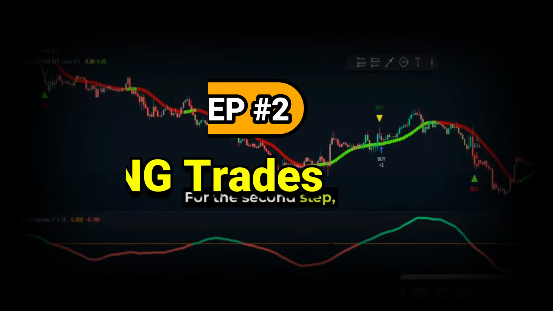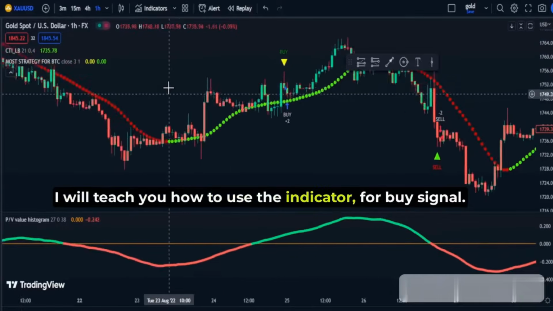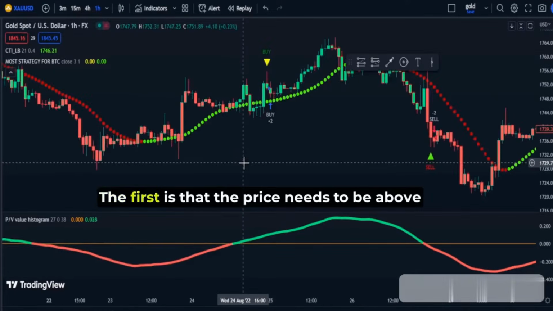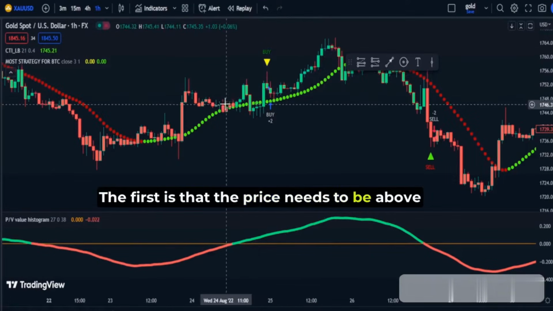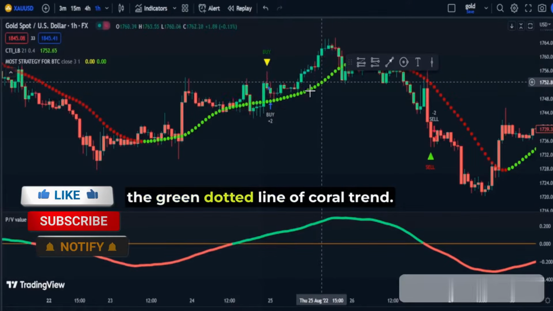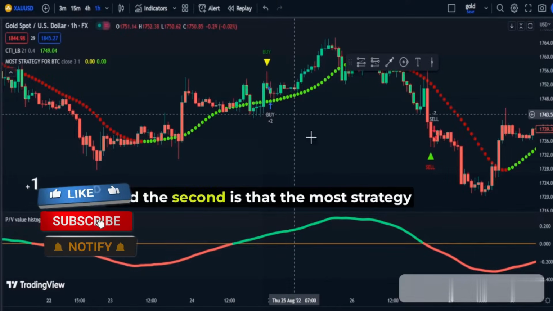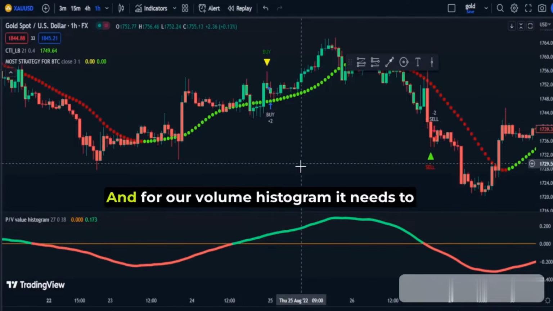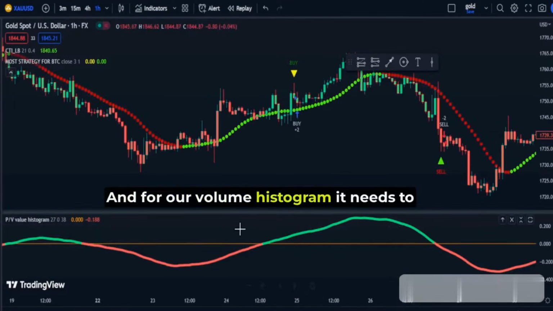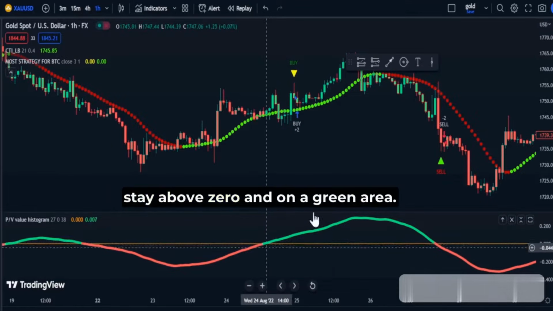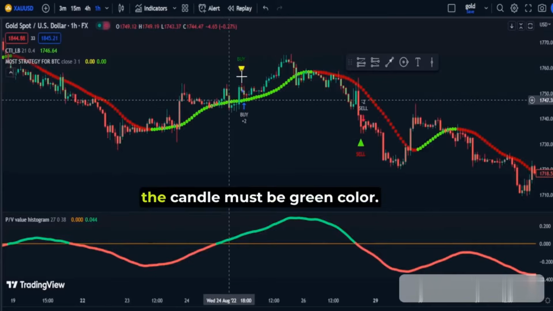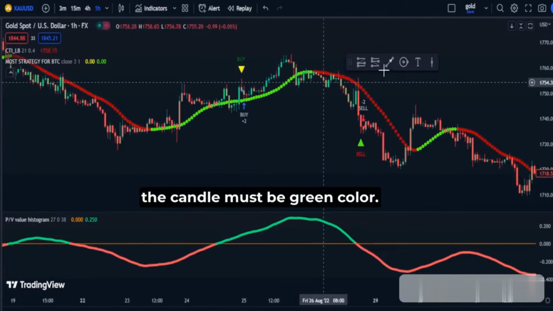For the second step, I will teach you how to use the indicator. For a buy signal, there are 4 rules to follow. The first is that the price needs to be above the green dotted line of Coral Trend, and the second is that the MOST strategy needs to show a buy signal. For our volume histogram, it needs to stay above 0 and in a green area. And the fourth condition is that the candle must be green.